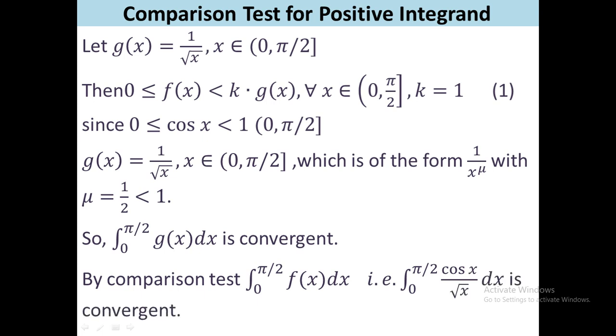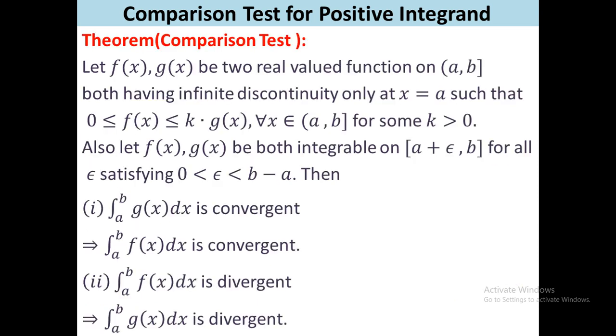Okay, I hope that you understood my video. Now I will go back to the comparison test. Here we show that if we neglect just k, then we can conclude that if the larger is convergent, then the smaller is also convergent, and if the smaller is divergent, then the larger is divergent. Actually 2 is the contrapositive of 1, but the converse of 1 does not hold.